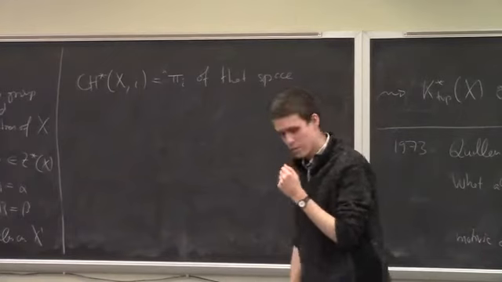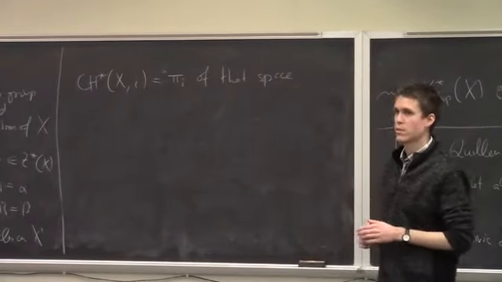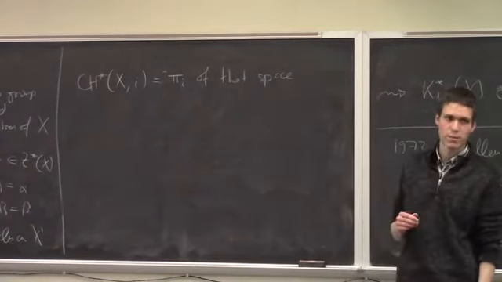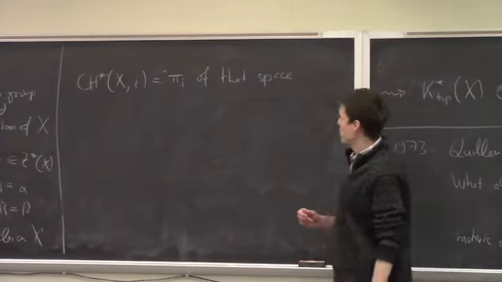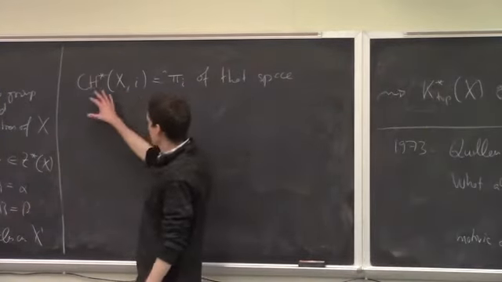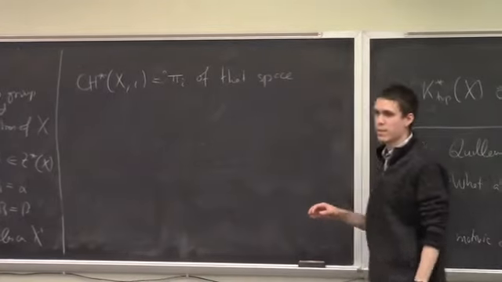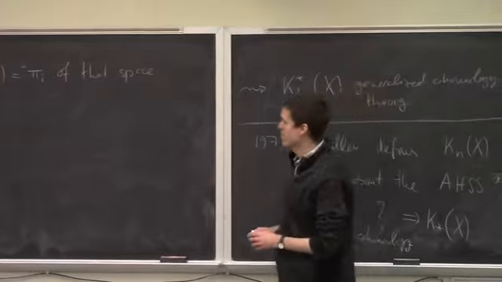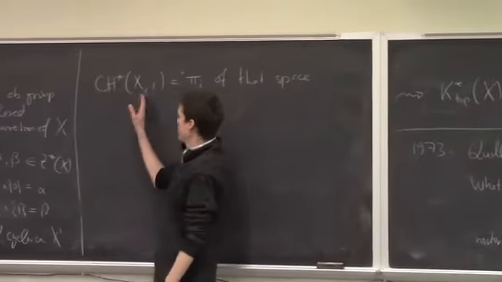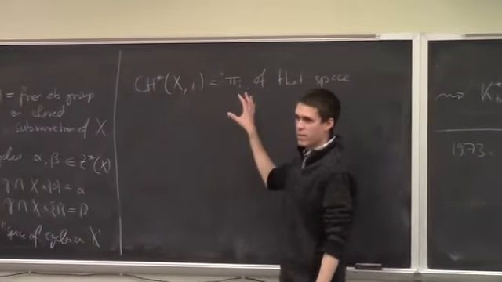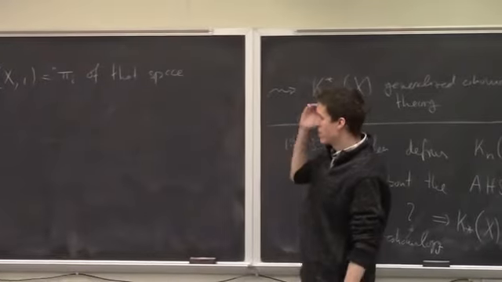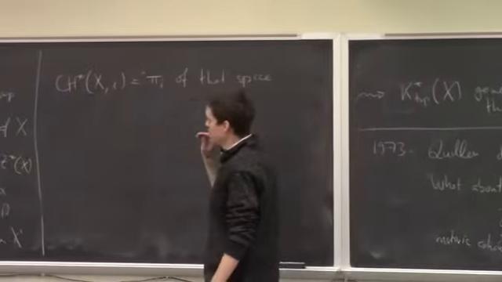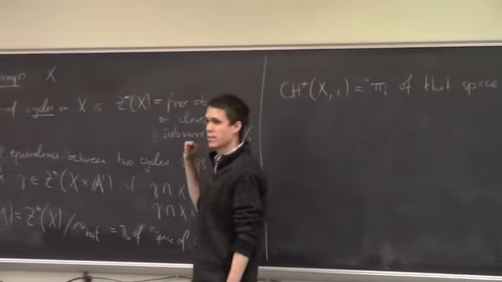What do you get for the higher Chow groups of a Riemann surface? So, what do you get for a Riemann surface in this case? Right. So these bigraded groups are unfortunately uncomputable. I mean, there's not a single X that I can give where I can give a complete answer. So what about CH1?